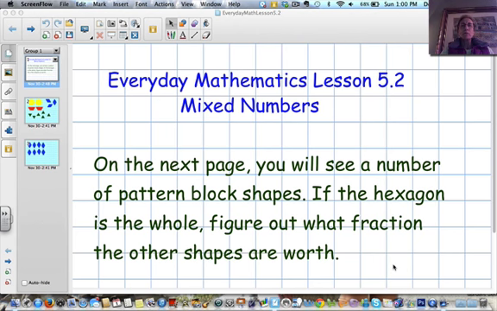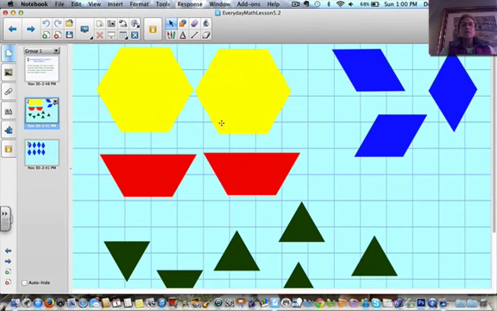It's just important to remember that when we're talking about fractions, you need to identify in the first place which shape or amount is going to be considered the whole, and then from there you can move on to calculating mixed numbers. So let's take a look at these shapes. We're going to say that this yellow hexagon is the whole, so that equals one whole. So if that were true, let's take a look at these other shapes.